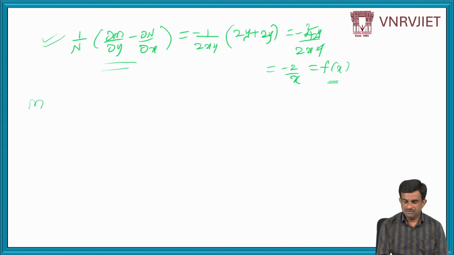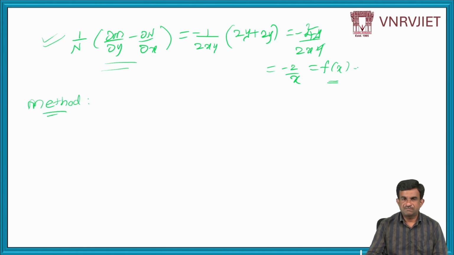So therefore by using method 3, this expression roughly we have to check. Initially we don't know whether 1 by N times the difference is a function of x, or 1 by M times the reverse difference is a function of y or not. So one by one we have to check. So here we got 1 by N times this difference as a function of x. Then we have to go to method 3.